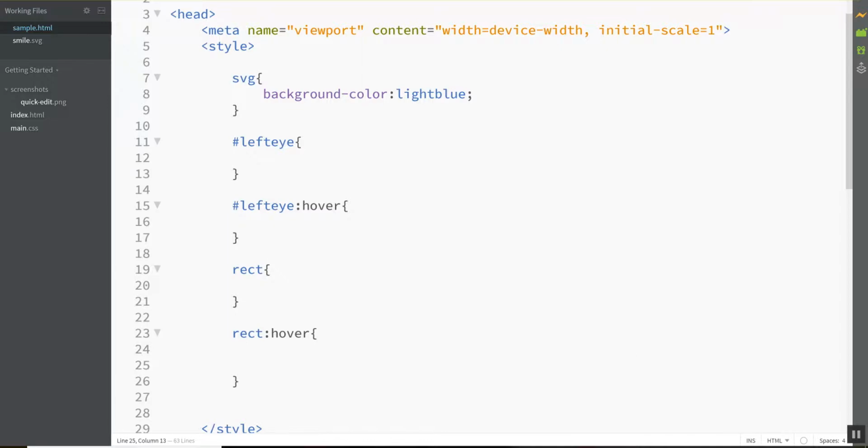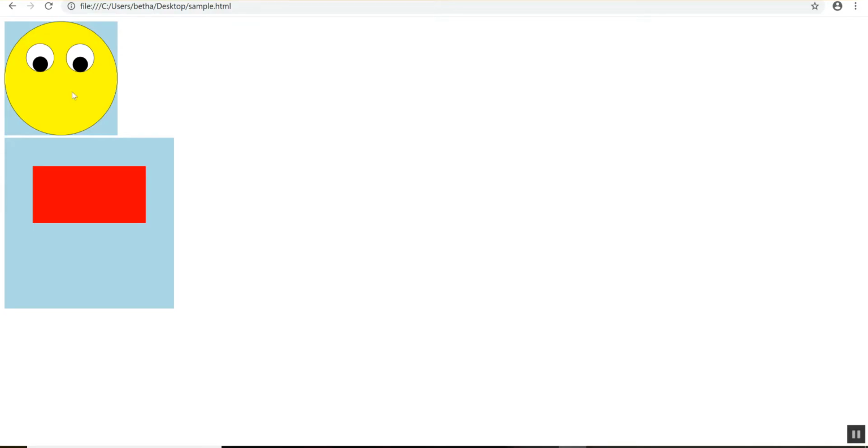Okay, so I have this SVG set up. I have a smiley face, and I have a rectangle drawn. I have turned the SVG's background color light blue so you can see where the edges are. And I want to apply some additional rotations to these guys. So I'm going to do transformations. I'm going to rotate them.